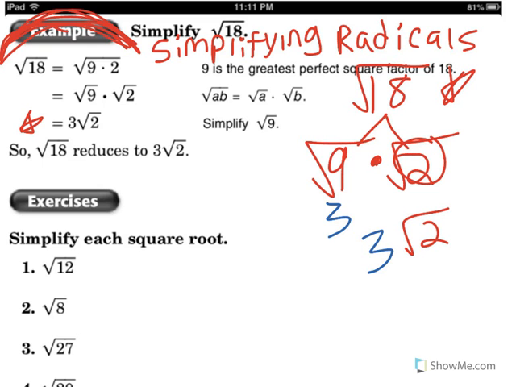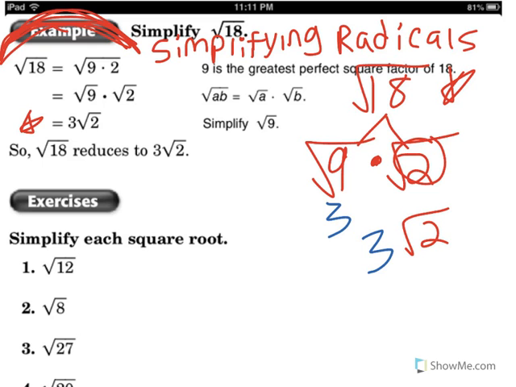Now if you don't believe this, you can take a calculator and check it, and you'll find that you get the exact same answer. For example, just to check yourself and make sure you're not crazy, and this is also a way you can check yourself when you're doing it, just type in the square root of 18. So I'm opening up a calculator right now. 18 square root.